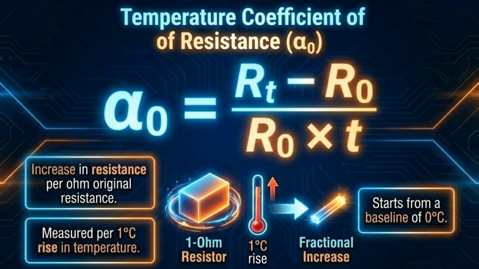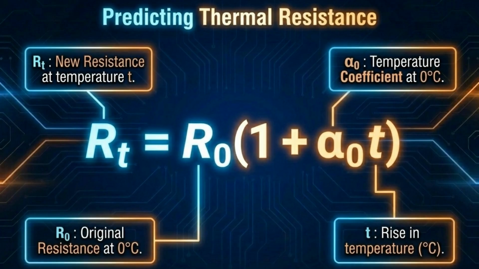The temperature coefficient of resistance, alpha_0, measures the increase in resistance per ohm of original resistance for every 1 degree Celsius rise in temperature, starting from a baseline of 0 degrees Celsius. We can predict thermal resistance using the formula R_T equals R_0 times (1 plus alpha_0 T). R_T is the new resistance at temperature T, R_0 is the original resistance at 0 degrees Celsius, alpha_0 is the temperature coefficient at 0 degrees Celsius, and T is the temperature rise.